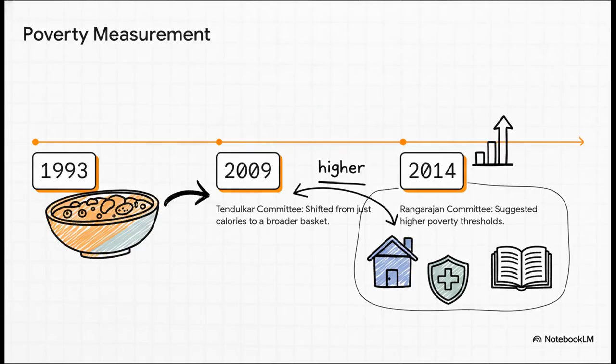Now, how we measure this has actually changed a lot over time. You see a clear evolution here. Back in the day, the Lakdawala Committee was mostly focused on calories. Could you afford enough food? But the Tendulkar Committee, that was a huge shift. It recognized that being poor isn't just about being hungry. It's also about not having access to healthcare or education. That conceptual jump is a super important point to remember.